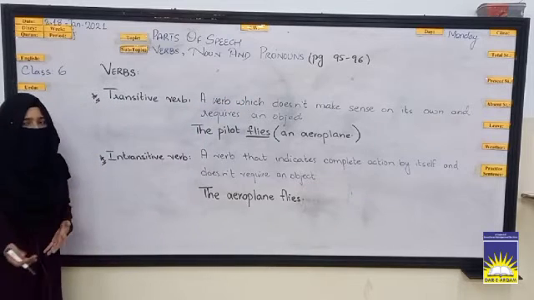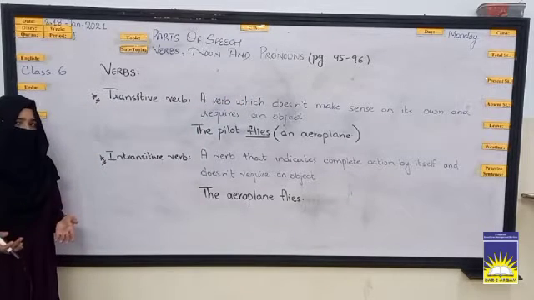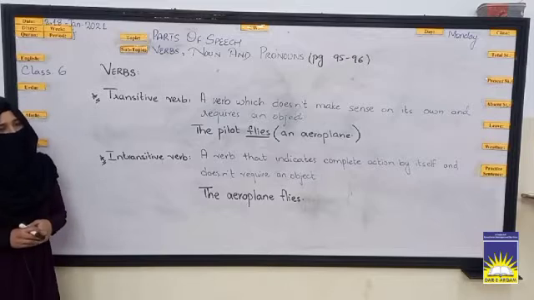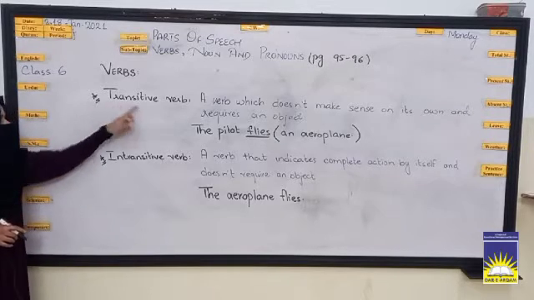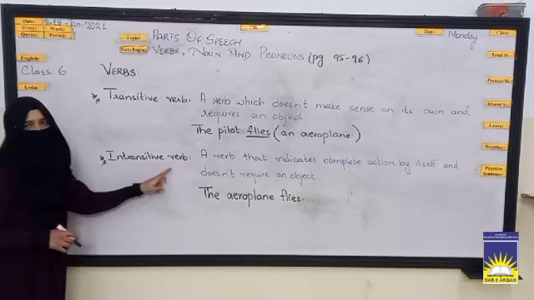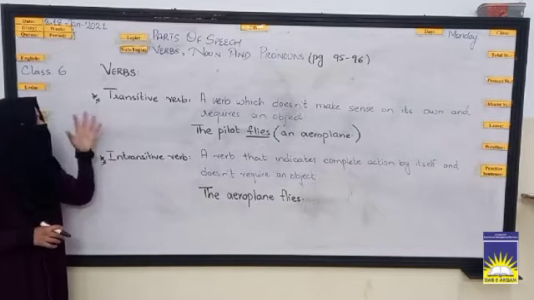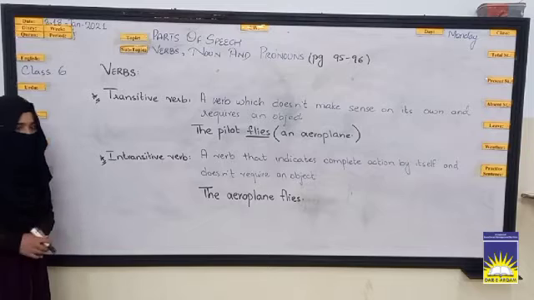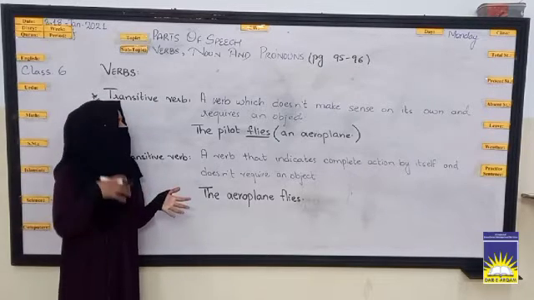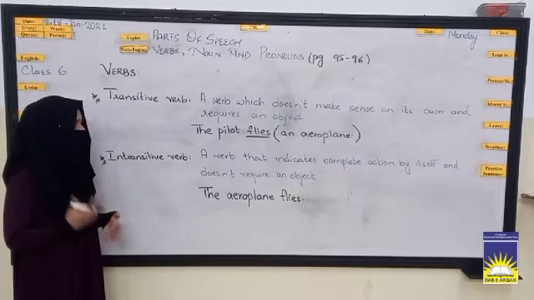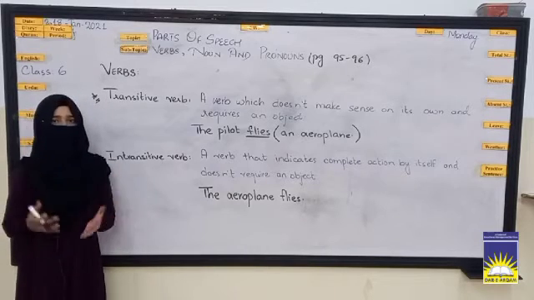Now you know very well about verb, what is verb? Action word. Very good. Now you will learn about two types of verb, transitive verb and intransitive verb. Now I am telling you what these are. First, transitive verb. What is transitive verb? A verb which doesn't make sense on its own and requires an object.